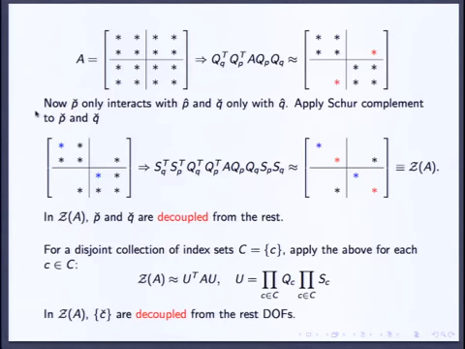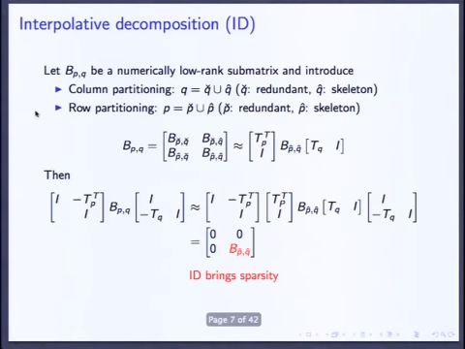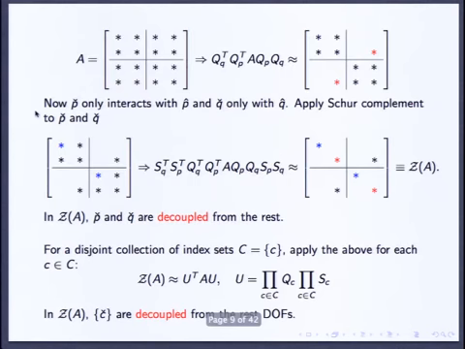The top 2x2 corresponds to PP interactions, this corresponds to QQ interactions, and this is PQ and QP. Because these two off-diagonal blocks are low rank, if I apply these Q matrices I just introduced, the transpose on the left-hand side and Q on the right-hand side, as I did earlier in this interpolative decomposition, only the bottom right block survives. So for these off-diagonal blocks in this A matrix, only this small red block survives. Everything else becomes zero.